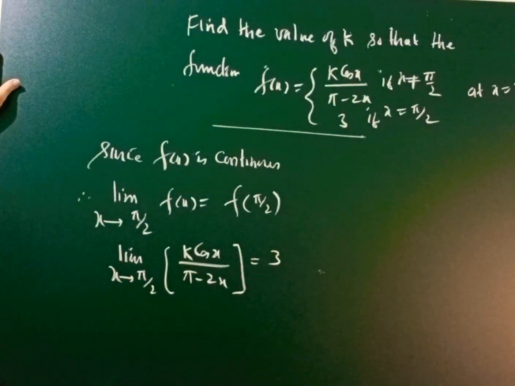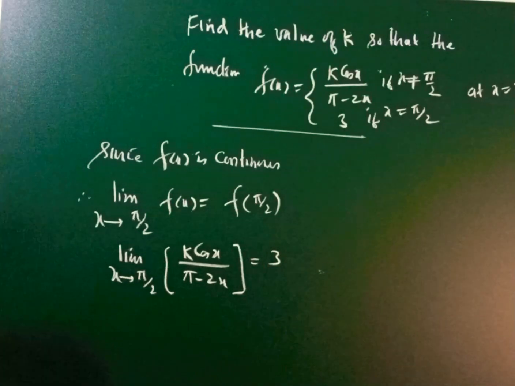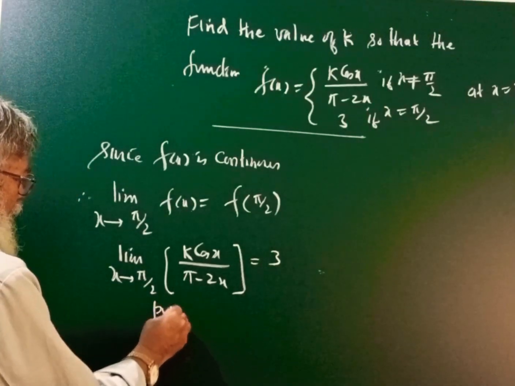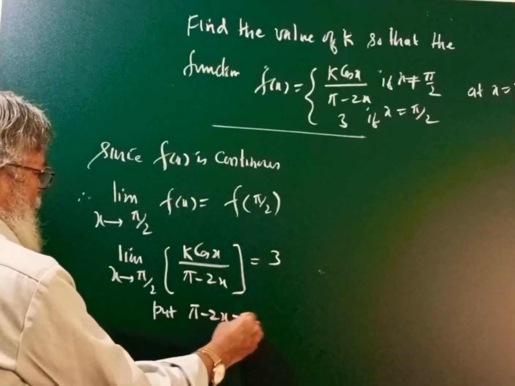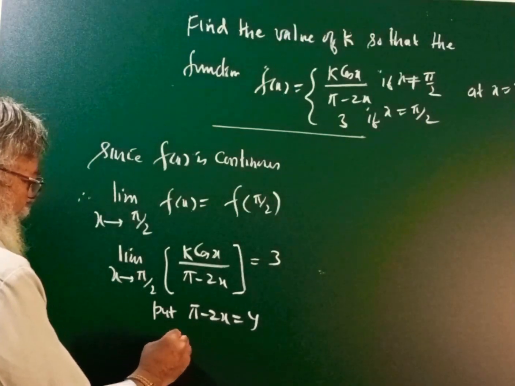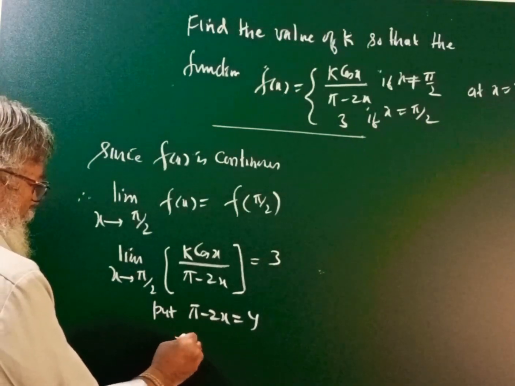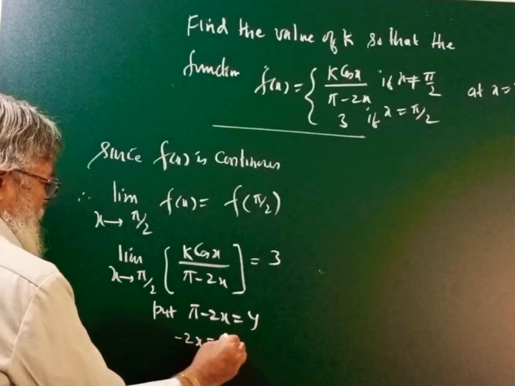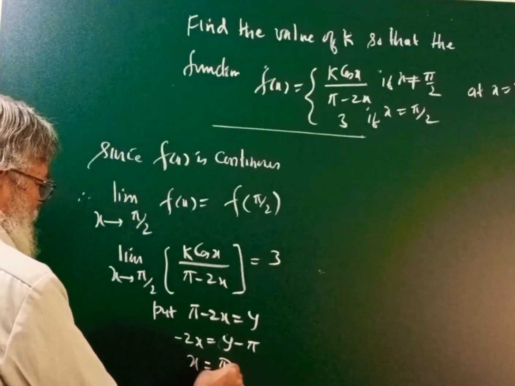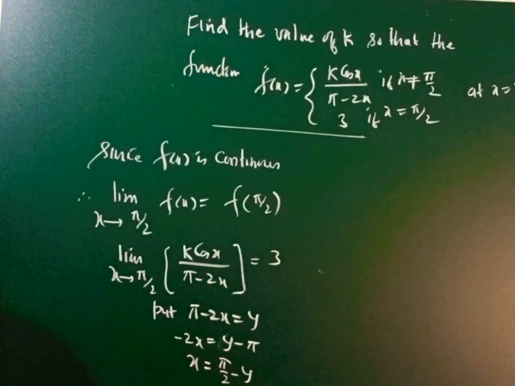Now if you look, the limit is not defined, it is the indeterminate form. So to solve it we have to substitute something and simplify it. For this let us put pi minus 2x equal to some y. Then minus 2x is equal to y minus pi, or dividing by minus 2, x is equal to pi by 2 minus y by 2, multiplied by minus 1.